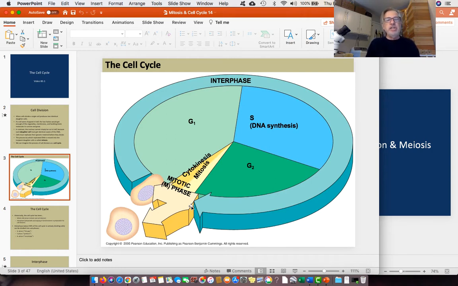The most logistically difficult aspect of this entire process is the separation of the DNA so that each daughter set gets a complete set of chromosomes. In other words, a full set of the genetic information. And that process of dividing the DNA is called mitosis.